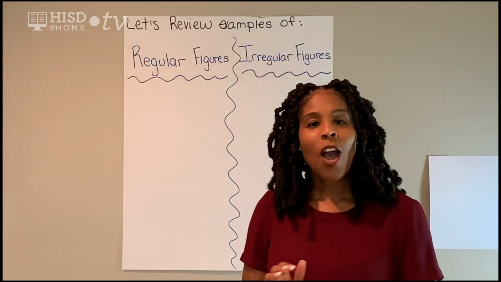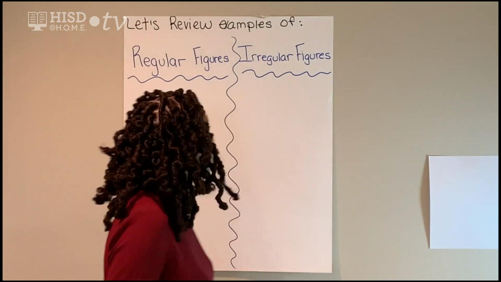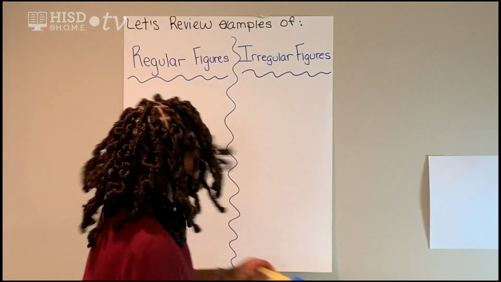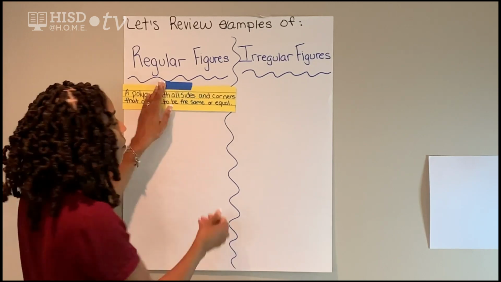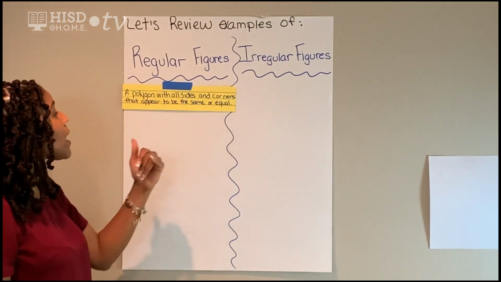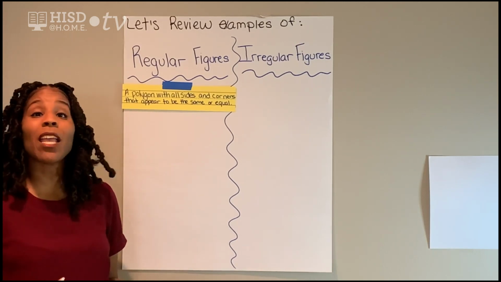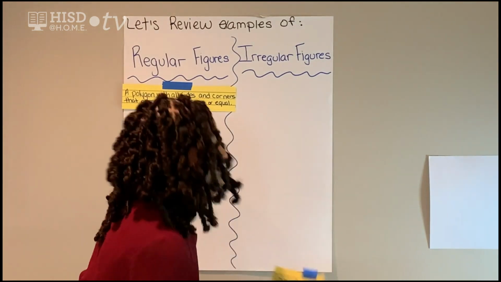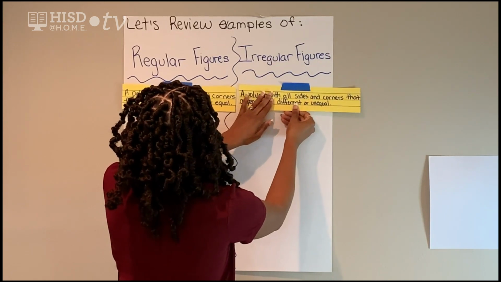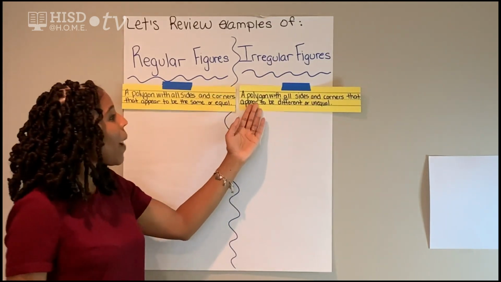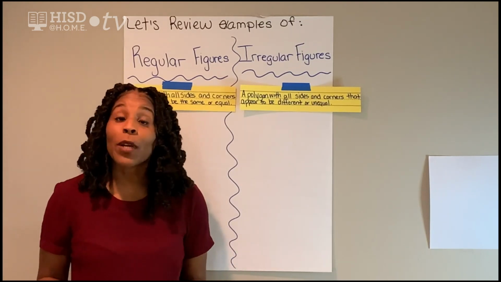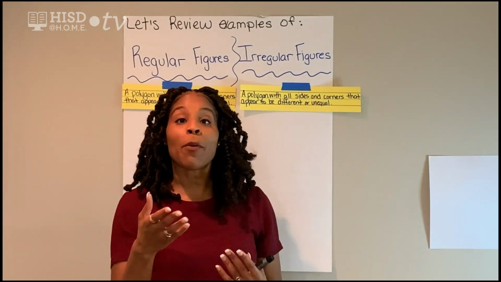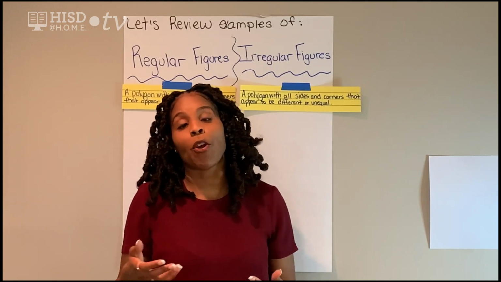Let's begin. Alrighty, for this segment, we're going to review some examples of regular figures and irregular figures. A regular figure is a polygon with all sides and corners that appear to be the same or equal. An irregular figure is a polygon with all sides and corners that appear to be different or not equal. So now, I want to draw us some examples. You may be able to think of some examples while you're at home as well. So you can jot some things down on your piece of paper as well.